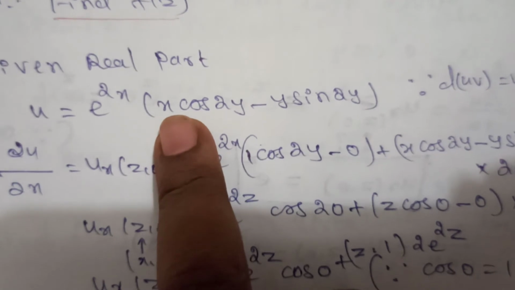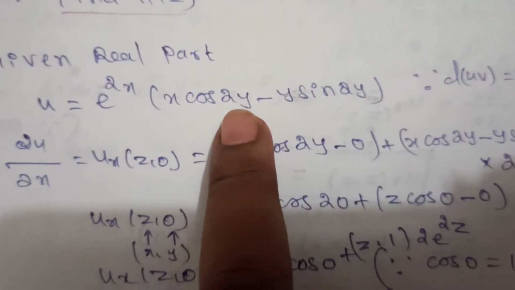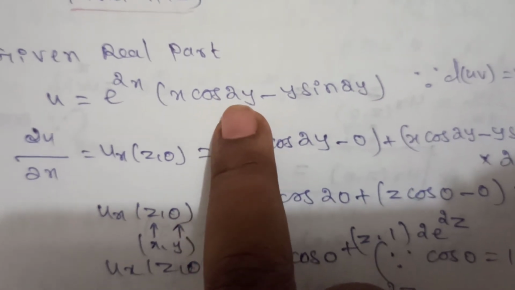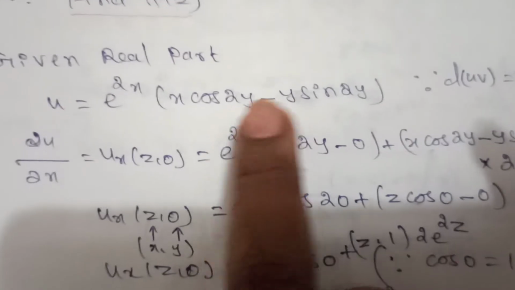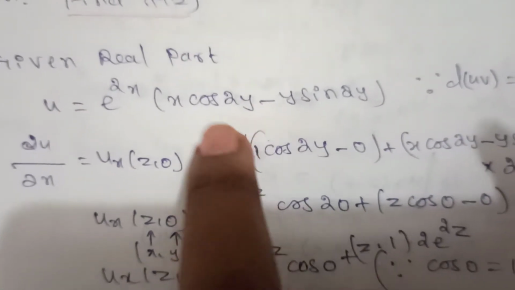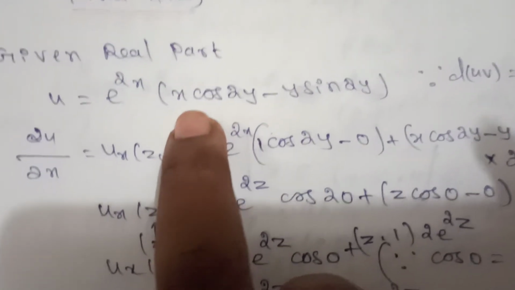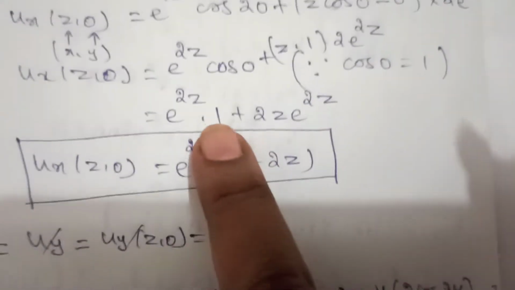x is constant, so x into the differentiation of cos value, you know, minus sin 2y into again the differentiation of the 2 value, which is 2. That is, you can write minus 2x into sin 2y.